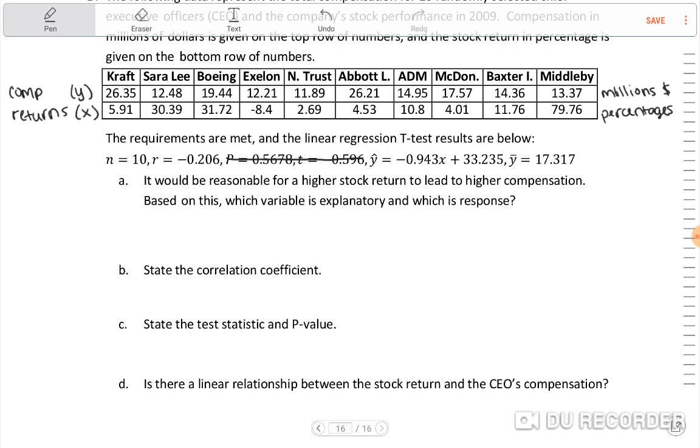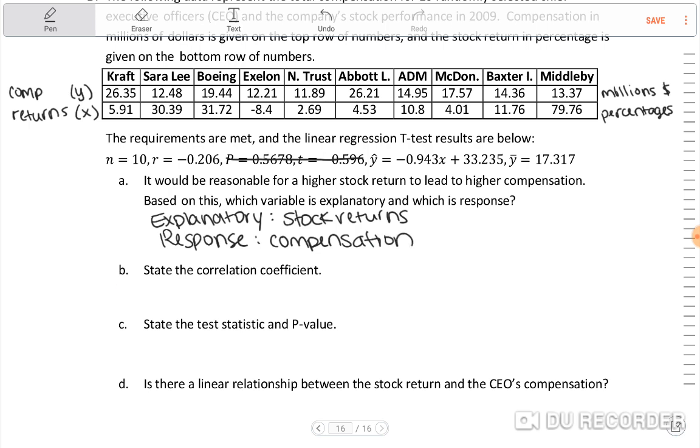Okay. So based on this, which variable is explanatory? Explanatory is going to be the stock returns, and the response is going to be the compensation.